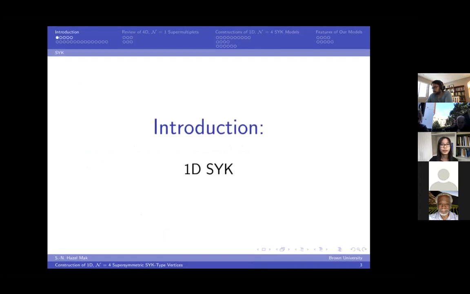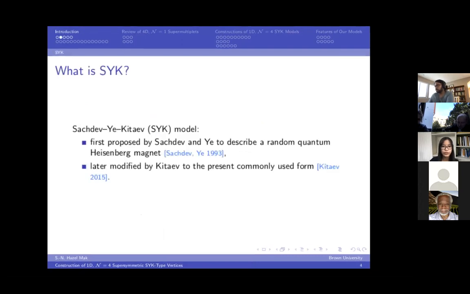So let me start with the introduction of 1D SYK models. SYK stands for Sachdev, Ye, and Kitaev. This model was first proposed by Sachdev and Ye to describe a random quantum Heisenberg magnet in 1993. Then in 2015, in two lectures, Kitaev presented it in the present form that we commonly use and talked about some implications of these models and their relation with holography. So it attracted a lot of interest, and there have been a lot of studies since then.